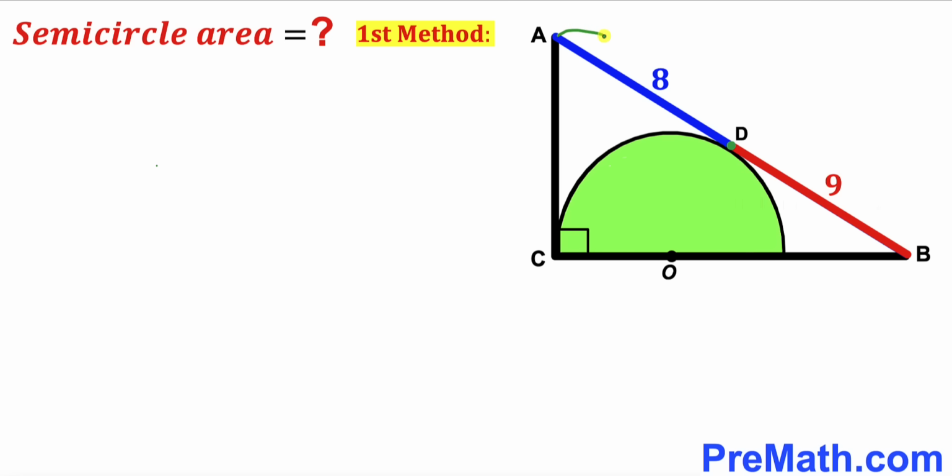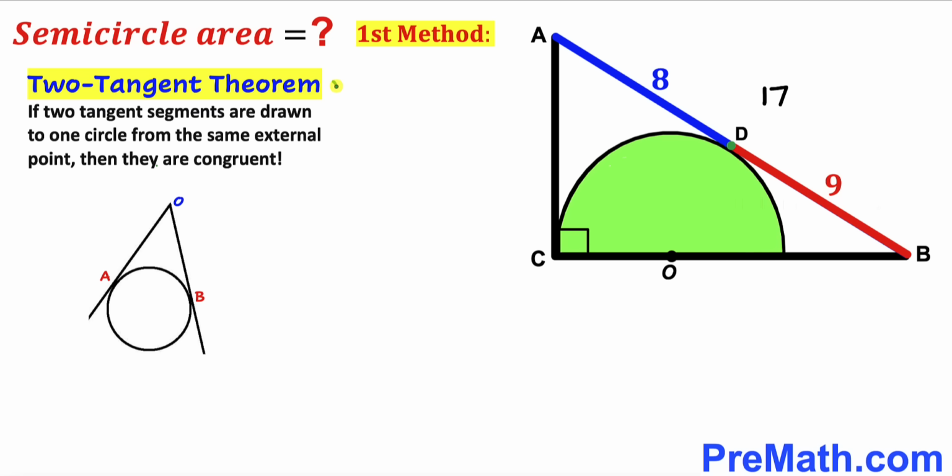Now let's focus on this hypotenuse AB. That is going to be the sum of these two numbers. 8 plus 9 is going to give us 17 units. And now let's recall the two tangents theorem. According to this theorem, if two tangent segments are drawn to one circle from the same external point, then they are congruent, as you can see in this given diagram. Here we have these points A and B, the points of tangency, and O is the external point. Then the segment AO is equal to the segment BO. In other words, these two segments are congruent.